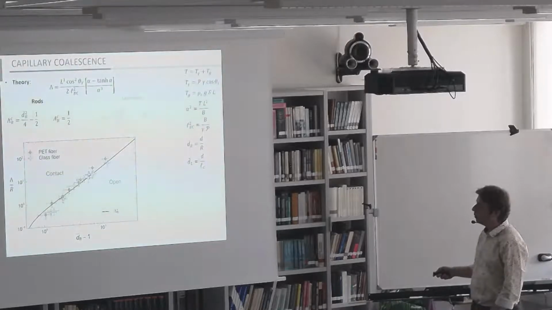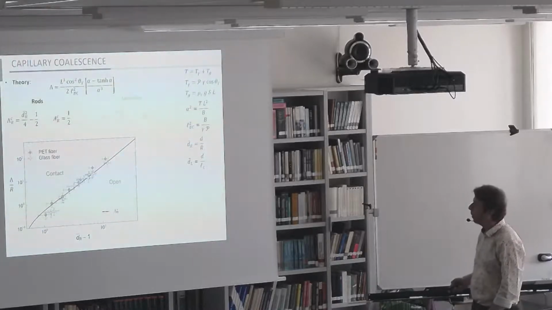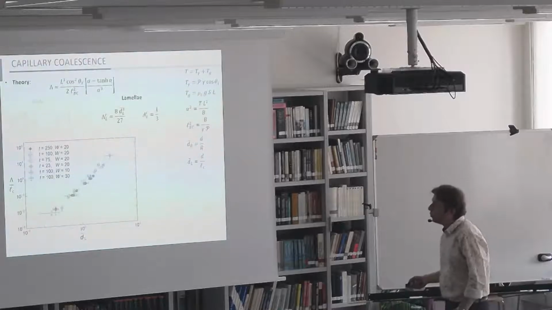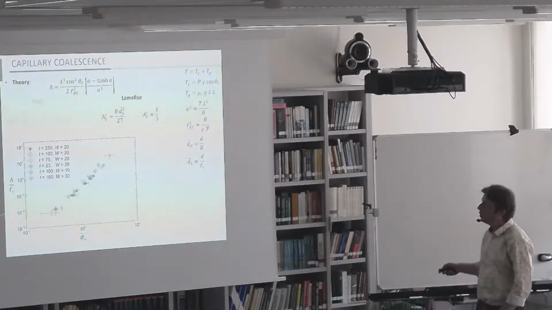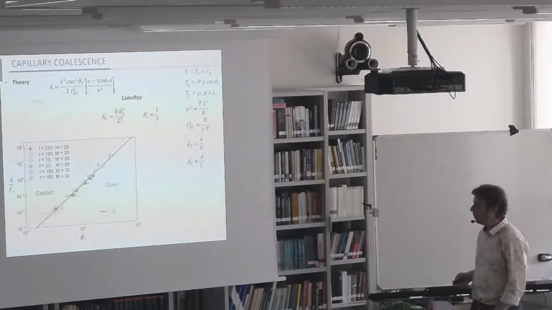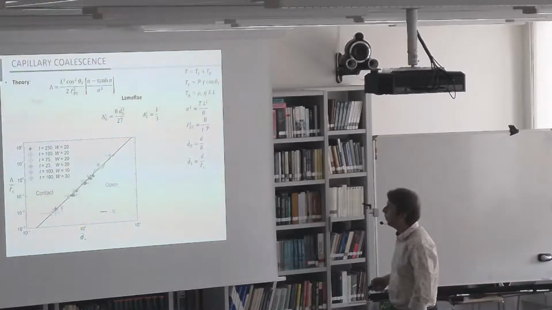So in a given experiment, it's a vertical line. You start here, it's open. You increase the dry length, you go there, and at some point you get snapping, and then you're in contact. Okay. And you can do also the same for lamella. These are the same data, but for lamella. And you get also a good agreement with this simple power law.